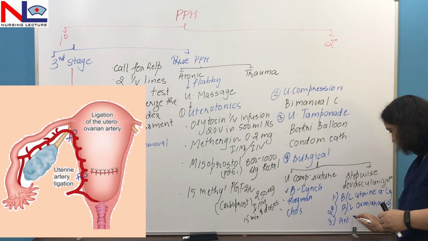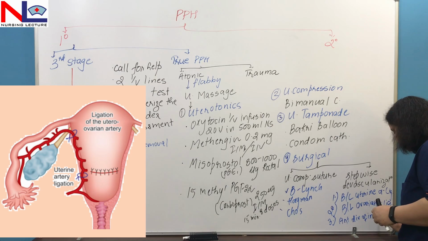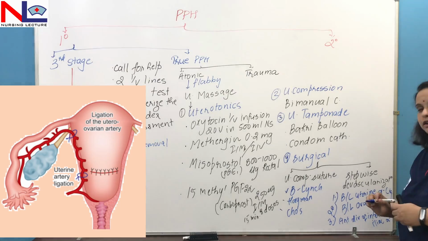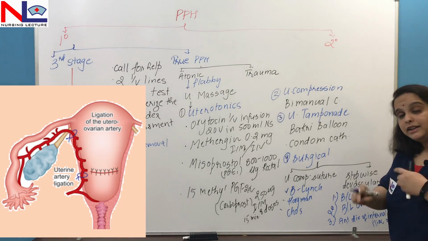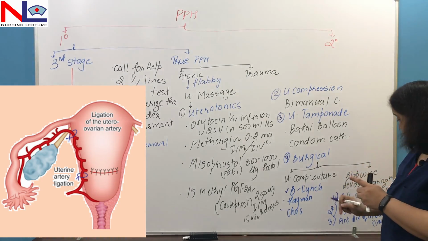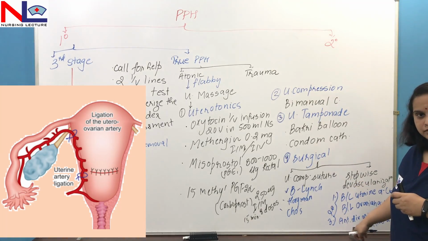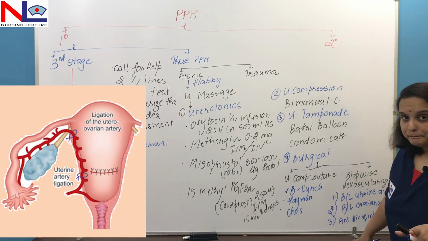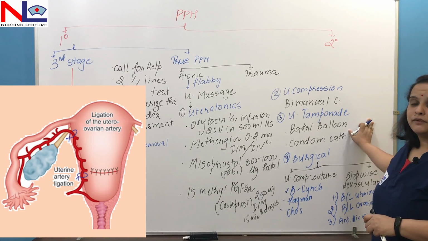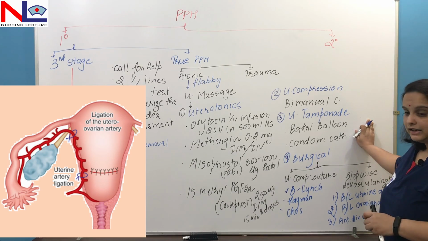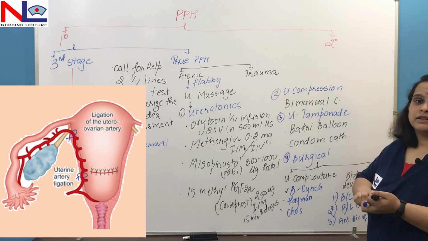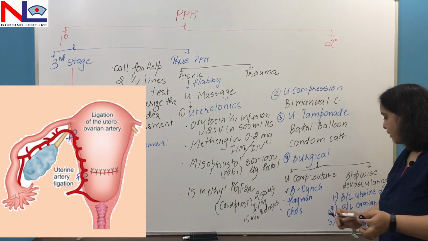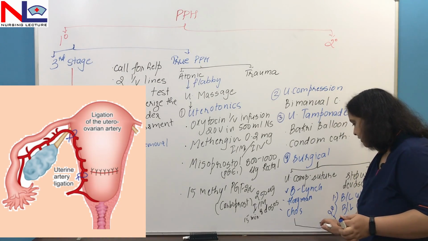The next artery which is to be ligated is the ovarian artery, both sides, and the anterior division of the internal iliac artery. So keep in mind, this is the anterior division. If the posterior division is ligated, then the supply to the lower limb will be hampered. And after performing all these surgical techniques, if the uterus is still not contracted, then the last option after that is the hysterectomy.